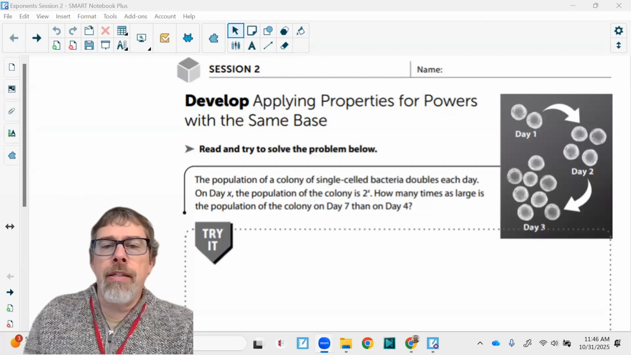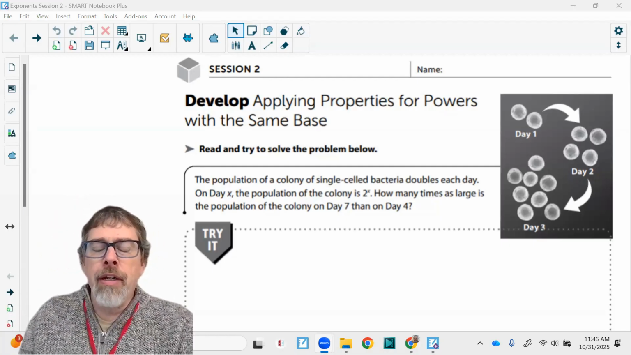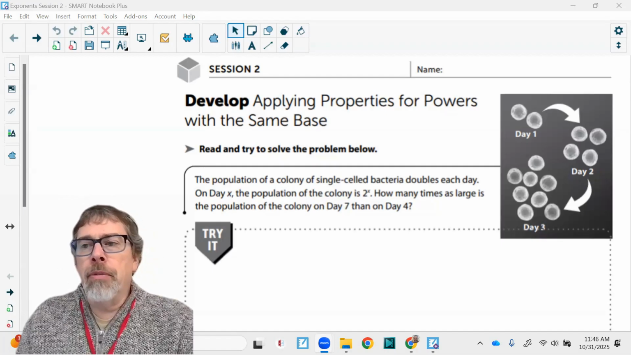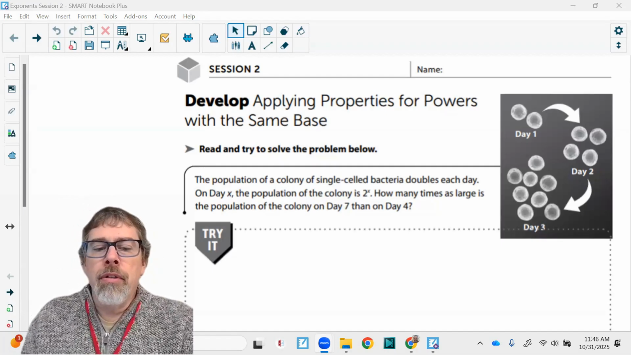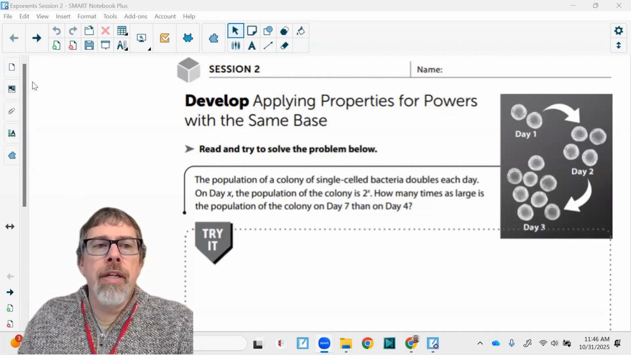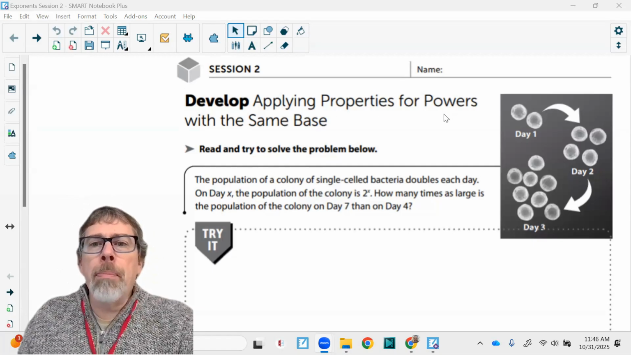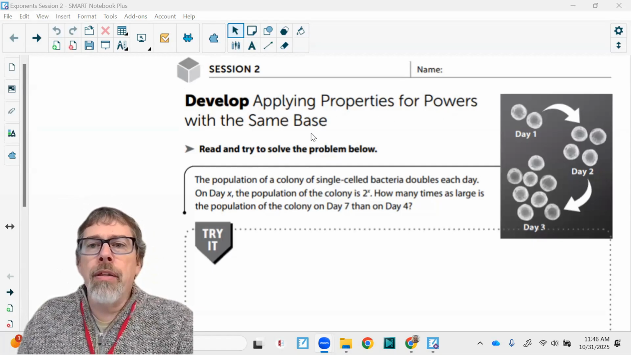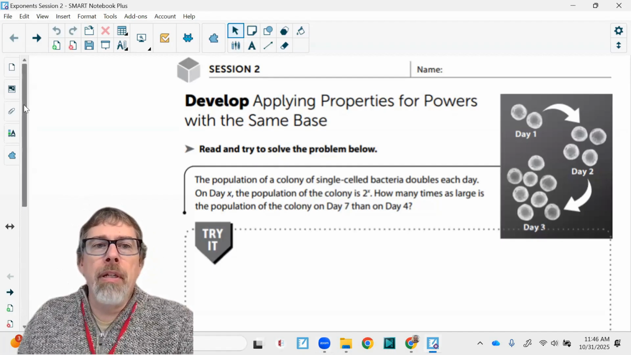This is session 2 out of the supplemental books that are called Student Companion. So this is session 2 talking about exponents, okay, day 2. Applying properties for powers with the same base. Read and try to solve the problem below.